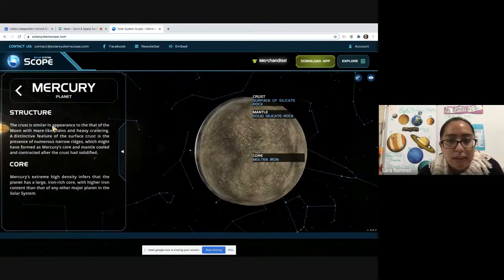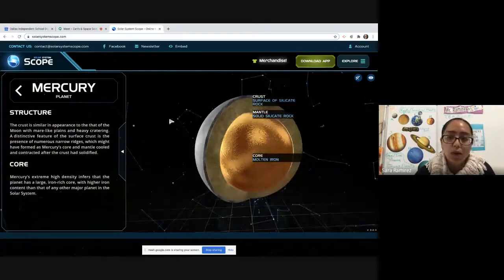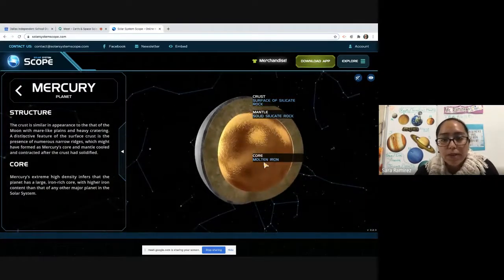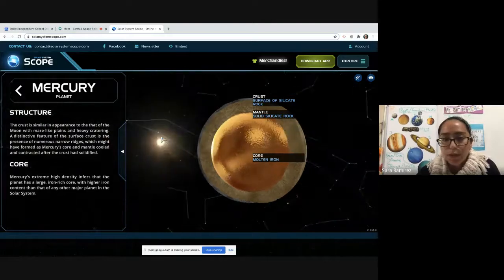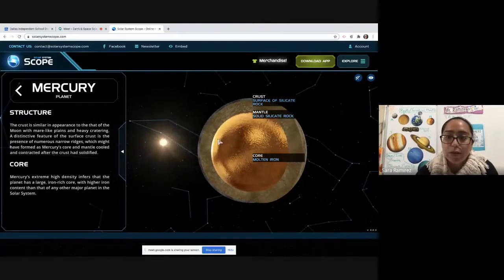So let's take a look at the structure. We were talking about the core earlier. So the core of Mercury is mostly molten iron, as we can see here. We have a mantle made of silicate rock, and then we have the crust, which is also silicate rock. So you can make comparisons. I'm pretty sure y'all are familiar with our own structure of planet Earth, where we also have a core, mantle, and crust. So that is Mercury.